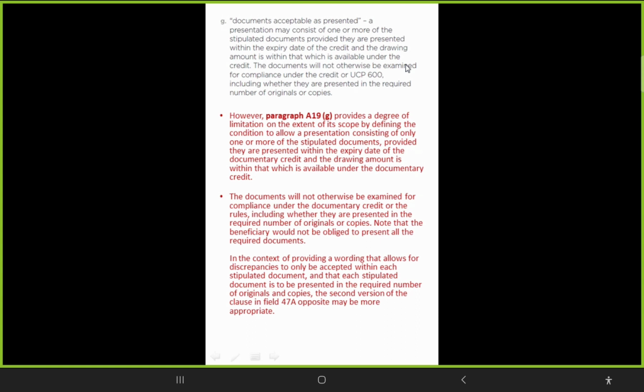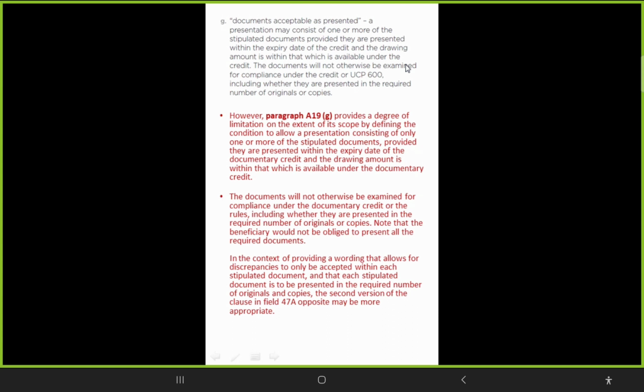Now, what can be presented is just a packing list in a photocopy, and that would make the presentation credit compliant, provided that it is presented within the expiry date and they are not overdrawing the LC. If the LC value is $1,000, they cannot claim 1,500. It should be within the LC value, below 1,000. And if the LC expiry date is, for example, 15th of Jan, it should be before 15th of Jan. That's the only requirement.